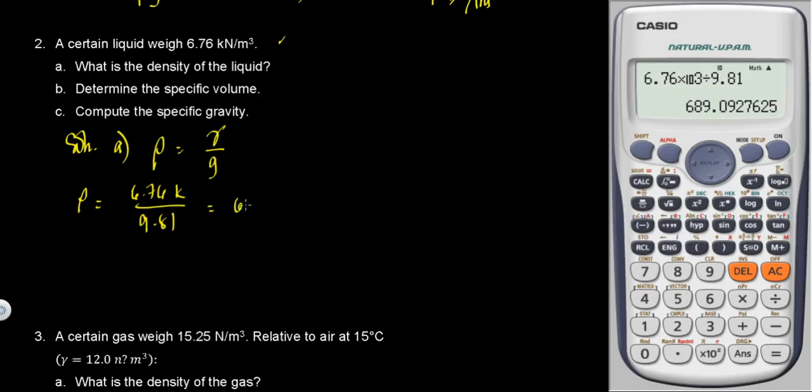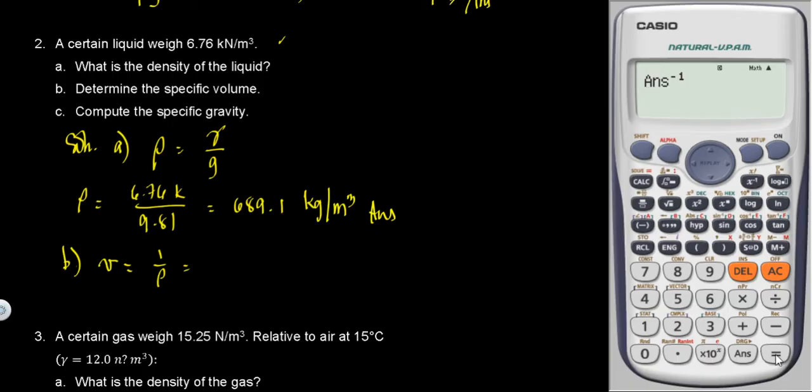And the answer is 689. May decimal pa, no? 0.1 na lang. So unit kilogram per meter cube. Answer. Specific volume is equal to 1 over rho. Reciprocal lang, no? So equal to 1 over 689. So, inverse lang natin to. There. So the answer is 1.45 times 10 raised to minus 3. Unit, baliktad din ang unit. So meter cube per kilogram.